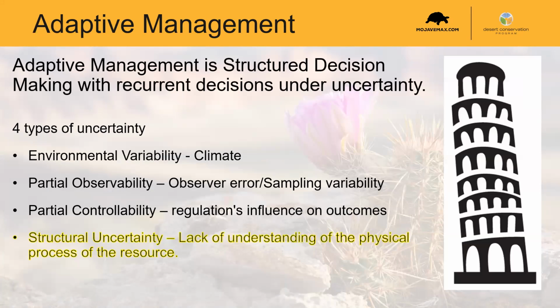So adaptive management is structured decision making with recurrent decisions under uncertainty. So it's something that's coming up multiple times and we have a level of uncertainty. Something about it we don't understand. There's four main types of uncertainty. There's your environmental variables, climate, which is the one that's confounding our projects the most right now. Partial observability, which is your observer error and your sampling variability. Partial controllability, which has to do with regulations and their influence on outcomes. And then structural uncertainty, which is the lack of understanding of the physical process of the resource.